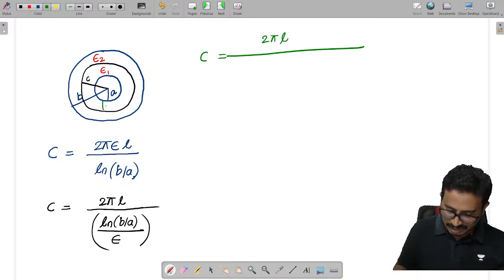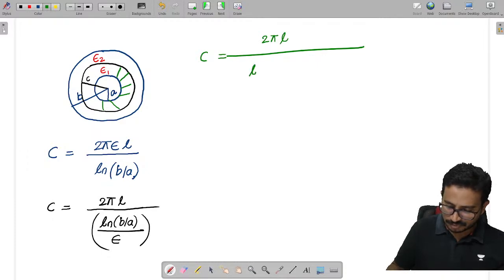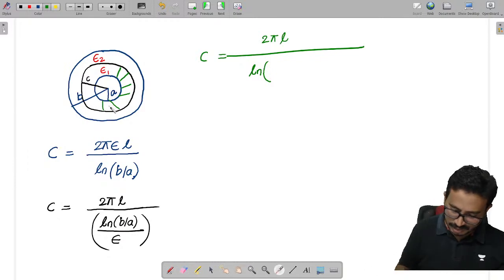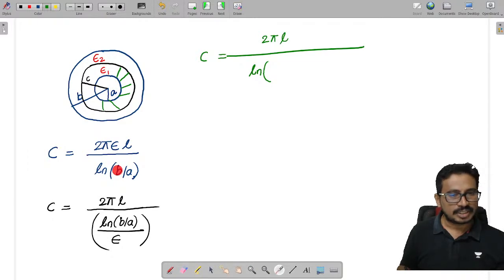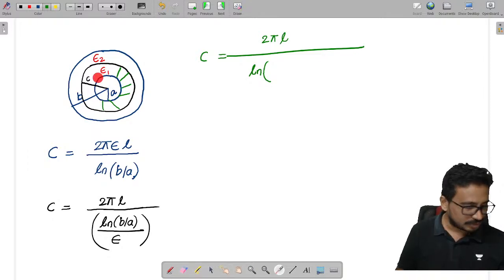Now, is this the effective distance or not? Tell me how much we can write now. Here it is given as this ln part. In this formula, a is the inner radius and b is the outer radius. Now we only have to look at which is the inner radius and which is the outer radius in this case.